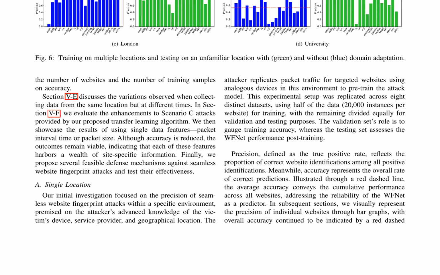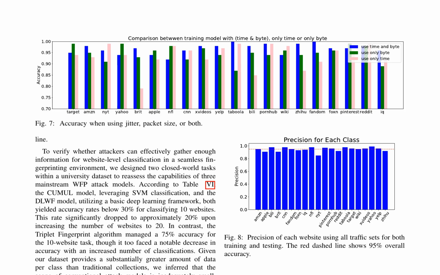Here is a combined summary of pages 11 and 12 of the research paper. To assess the capabilities of website fingerprinting, WFP, attack models, two closed-world tasks were designed within a university dataset. The results show that conventional attack models, such as QML and DLWF, yield accuracy rates below 30% for classifying 10 websites, which significantly drop to approximately 20% when increasing the number of websites to 20.